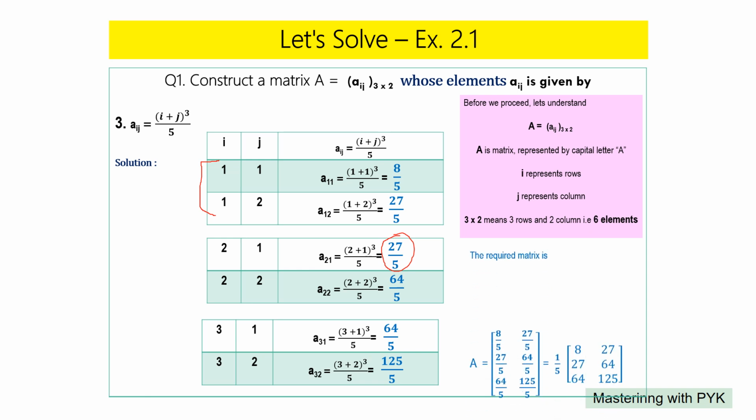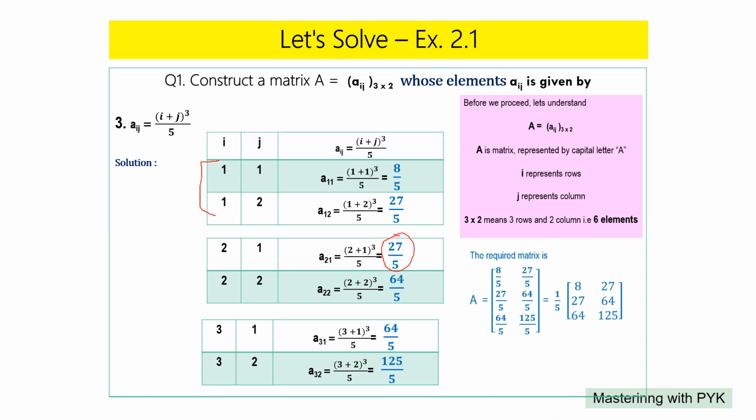So the required matrix would be the first one, that is A11 is 8 upon 5, A12 is 27 by 5, A21 is 27 by 5, A22 is 64 by 5, A31 is 64 by 5, and A32 is 125 by 5.